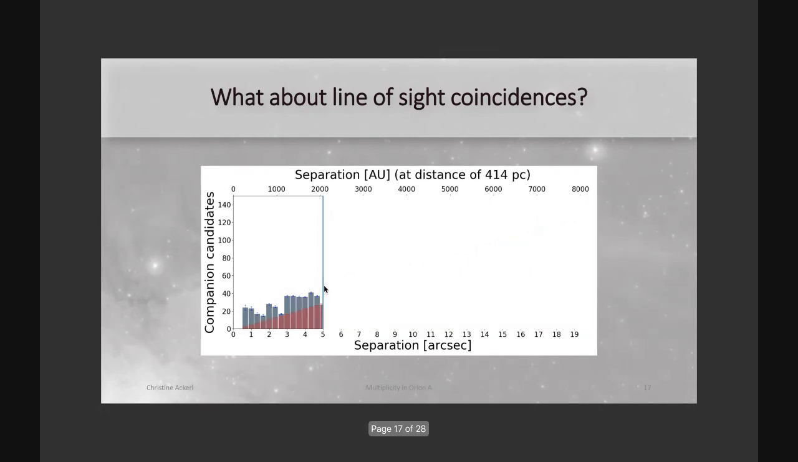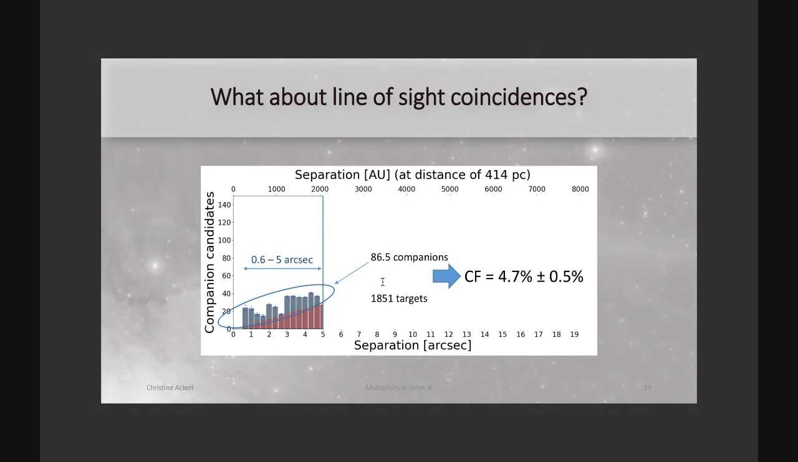So this area is approximately 0.625 arcseconds wide. And when we subtract the contamination from these companion candidates here, we are left with 86.5 companions to 1,851 targets. So this leaves a companion fraction of 4.7%, which is a very lower limit. The problem with this is that we estimated the contamination much less strictly than we estimated the companion candidates.